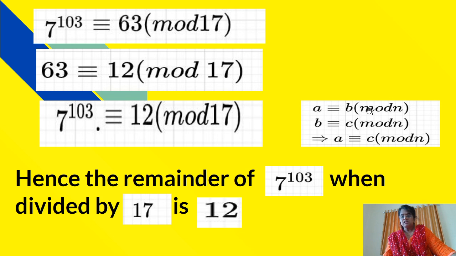Because if A is congruent to B mod n and B is congruent to C mod n, it always implies that A is congruent to C mod n. From this last equation, we can say that the remainder of 7^103 when divided by 17 is 12.